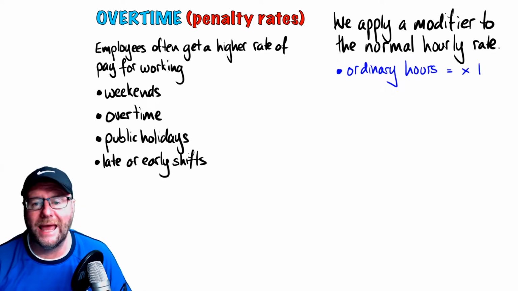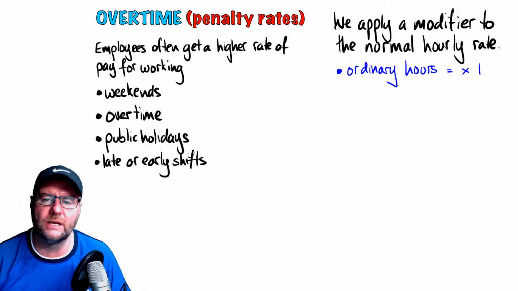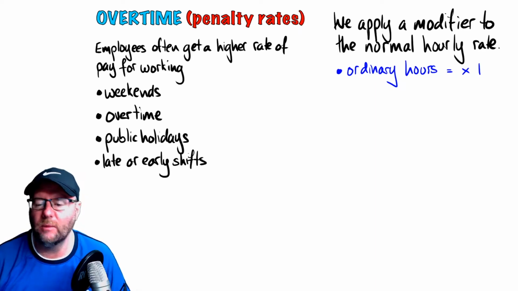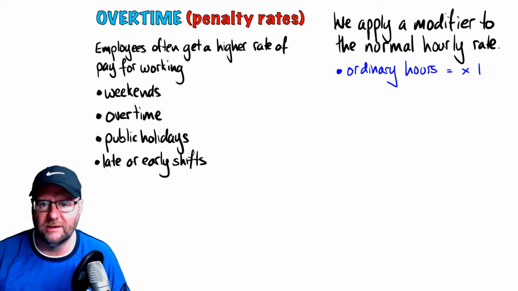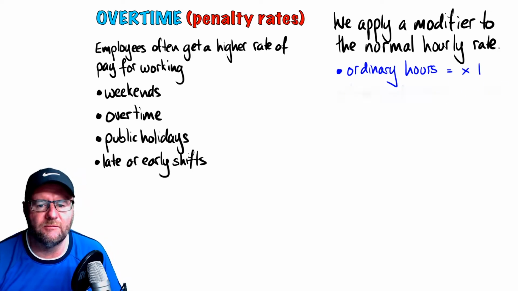rate. Now the normal hourly rate, we refer to them as ordinary hours. So whatever the normal pay rate is per hour, we call that the ordinary rate. And the modifier is just times 1. We don't modify it, it's just the same rate. Okay, so multiply it by 1, we're going to get the same rate.